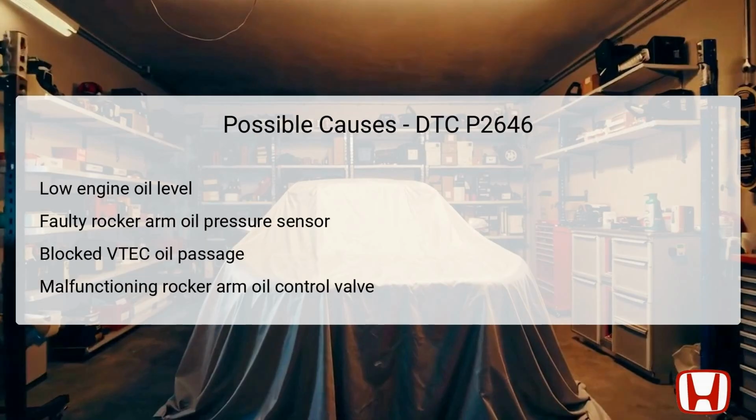Several issues can lead to the triggering of DTC P2646. First, a low engine oil level may cause inadequate lubrication and pressure supply to the rocker arm system. Second, if the rocker arm oil pressure sensor itself is faulty, it may falsely report low pressure, leading the PCM to flag a malfunction. Third, if there are blockages in the VTEC system oil passage, oil cannot flow freely to the rocker arms, which will impair engine performance and trigger the code.